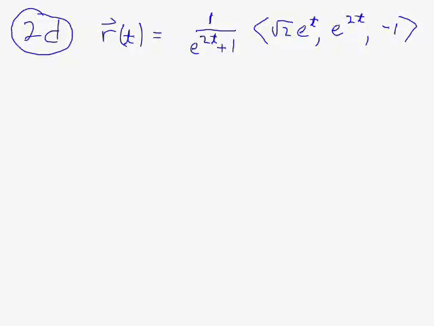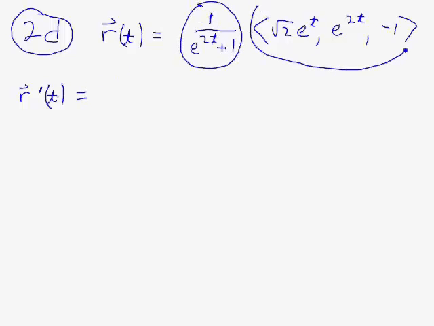Okay, let's take the derivative of r of t. So write down r prime of t equals, okay, this is a scalar function times a vector function, which means we can use one of the product rules. So you take the derivative of the first function, which is the scalar.